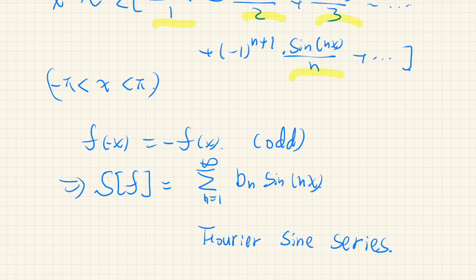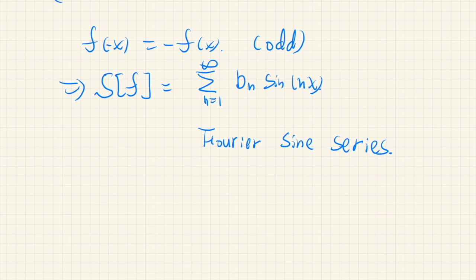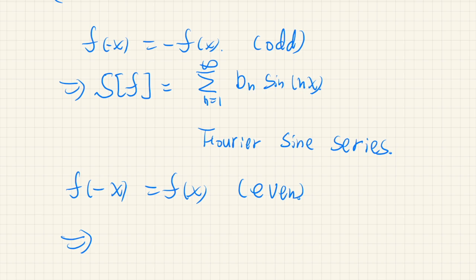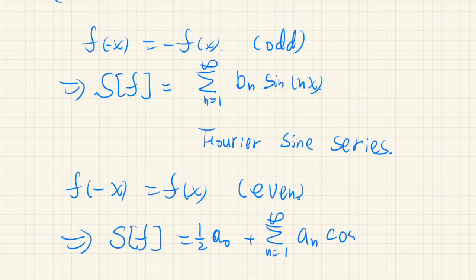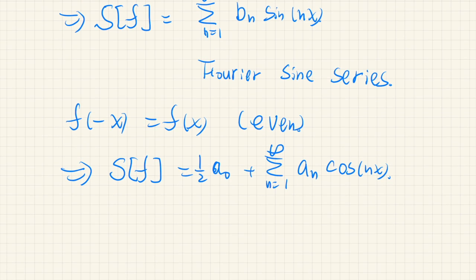In contrast, if f is an even function, where even means f of negative x is equal to f of x, then the Fourier series of an even function is given in terms of cosines only. So that will be something like this, A_n cosine nx. And this is called the Fourier cosine series.